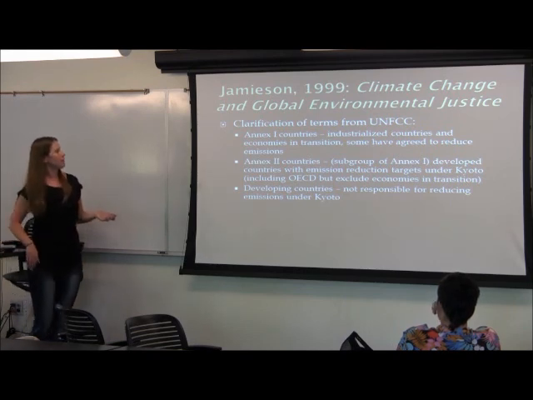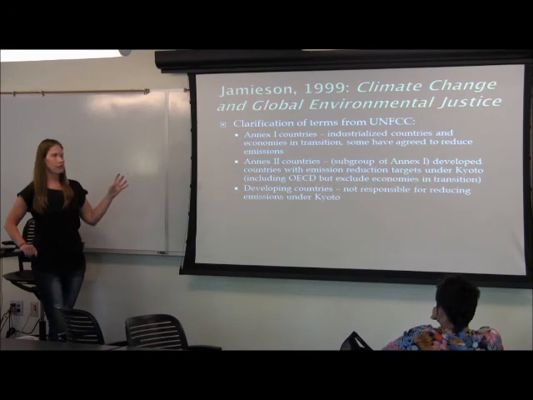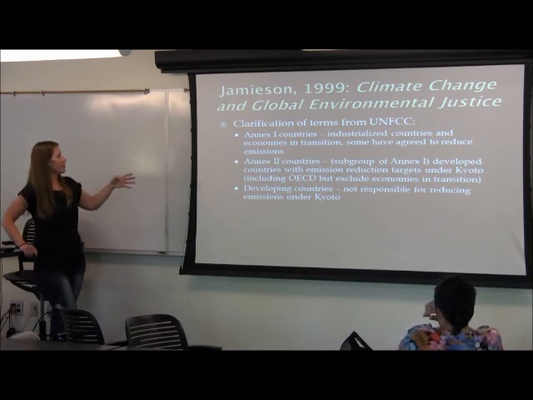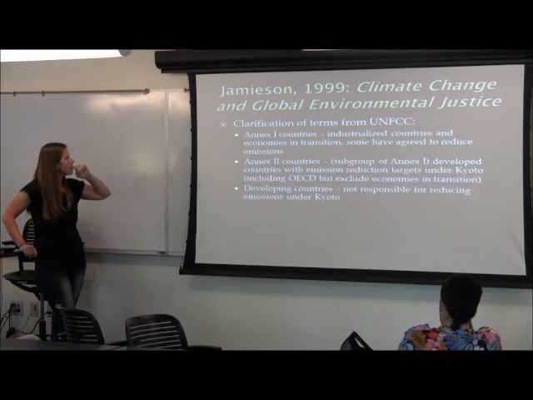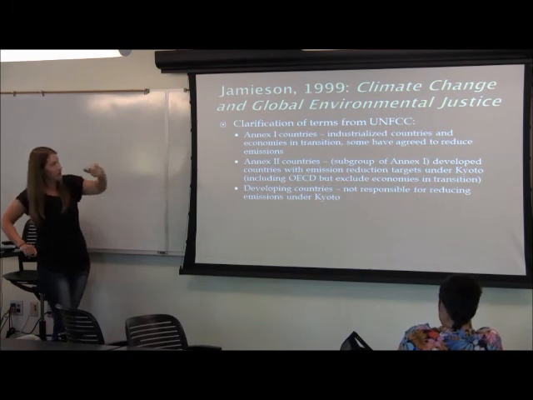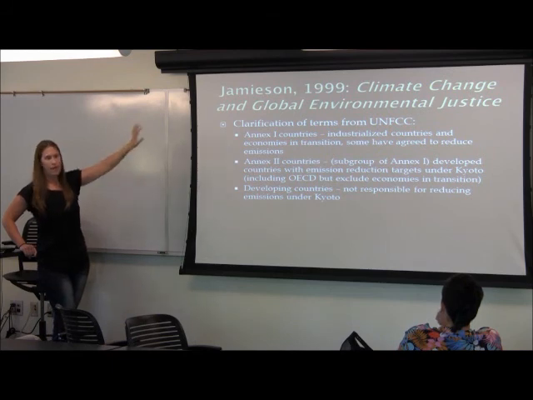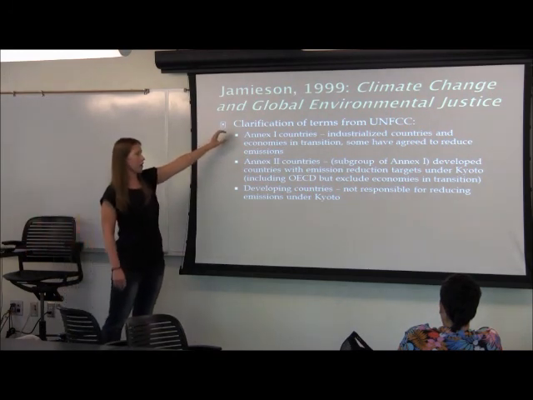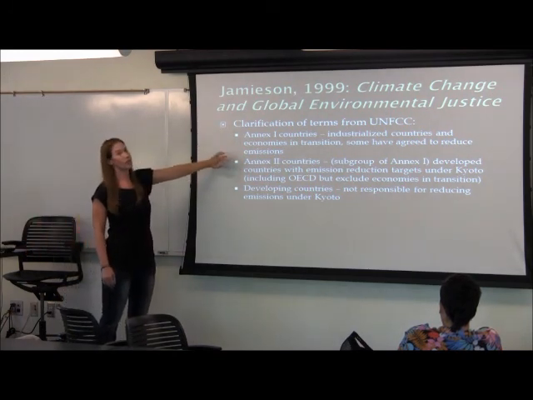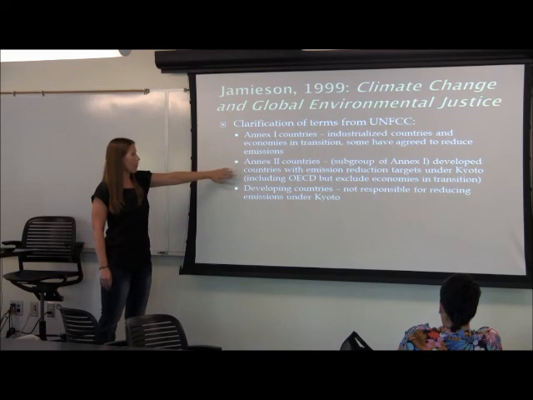Annex 1 countries. Basically a group of industrialized countries. And they use these terms a lot in the international level of climate policy. UNFCCC is the United Nations Framework Convention on Climate Change. Should be another C, it should be 3 C's actually. So Annex 1 is just a way to identify sort of the industrialized countries of the world. Annex 2 is just a small subgroup of Annex 1 countries. And these are like the most developed countries of the world.